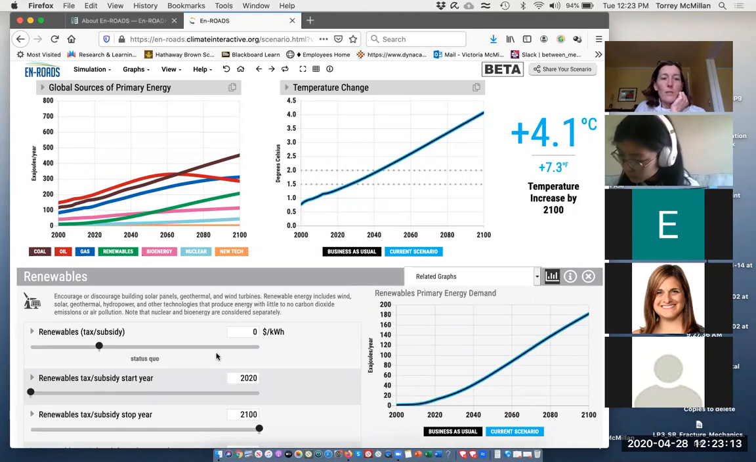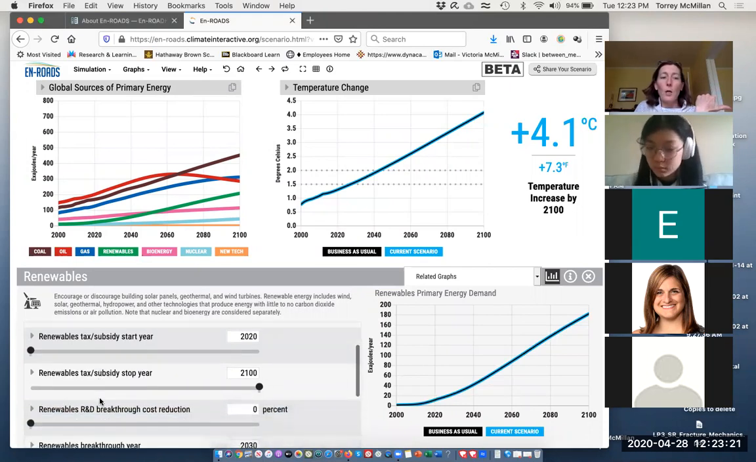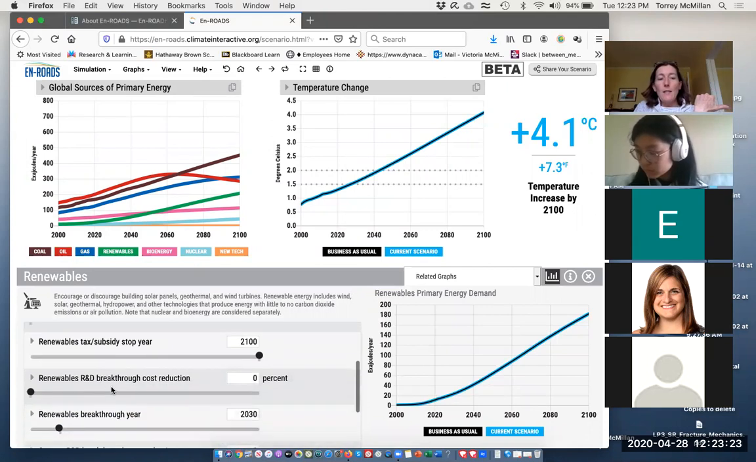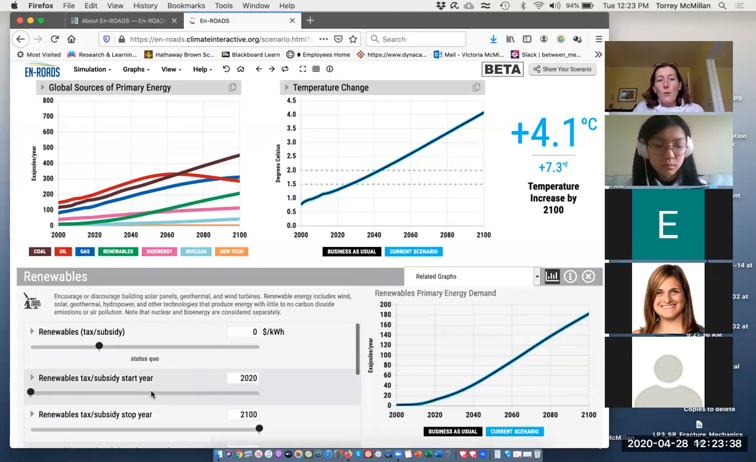So if we're interested in advancing renewable energy, we could apply a tax or a subsidy to renewables, and then we could tell it when to start doing that, and things like that. And we can see what the impacts of those things are. So maybe you guys have things that you've always wondered, like, would that really help? Or I've heard that this would help, but I'm not really sure. We can go explore those.